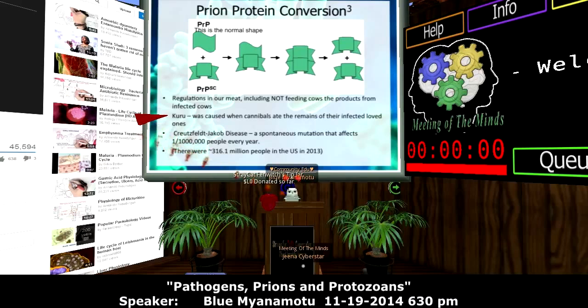I'm going to butcher the pronunciation here. I believe it's pronounced Creutzfeldt-Jakob's disease. Affects 1 in 100,000 people every year. And this is actually a mutation. It's genetic. Thank you. Million. Thank you. 1 in a million people each year.